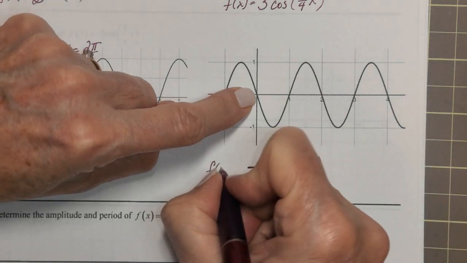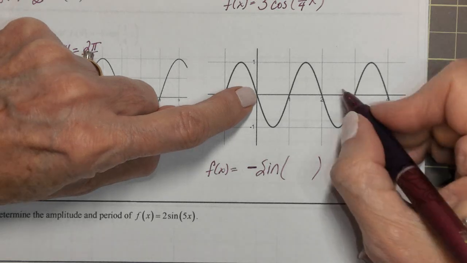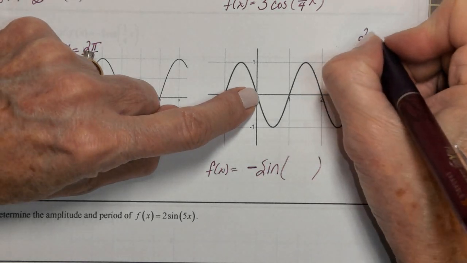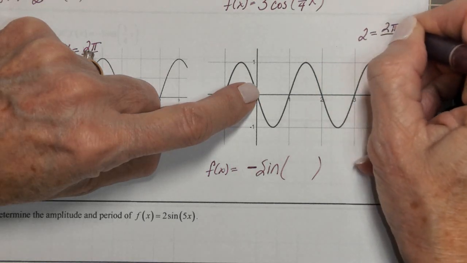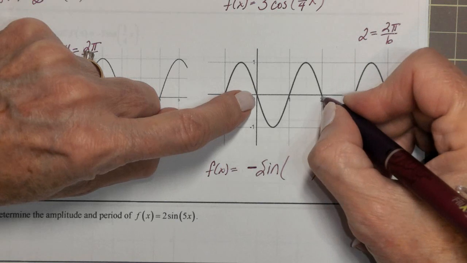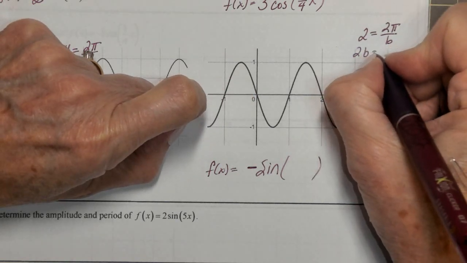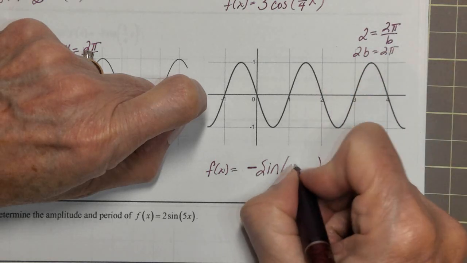Okay. Now for my period. What is the period? The period is 2. So I'm setting up normal period over b is 2. Cross multiply. 2b is 2 pi, so b must be pi.